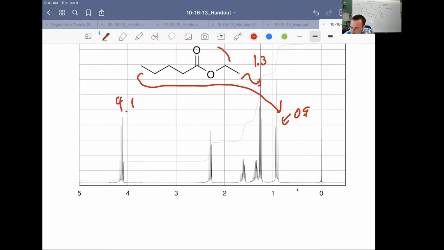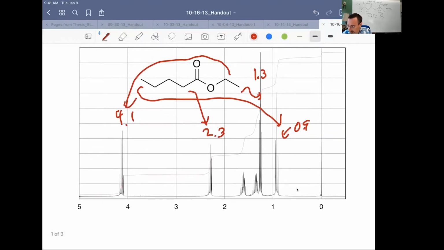By the way, make sure you can read analog. It's nice to have printouts, but you should be able to read a scale. All right, so here we have 2.3, and that corresponds to this methylene group that's alpha to the carbonyl. We've got about 1.6 over here. That corresponds to the methylene group that's beta to the carbonyl. We have about 1.4 over here. That corresponds to the methylene group that's gamma to the carbonyl.